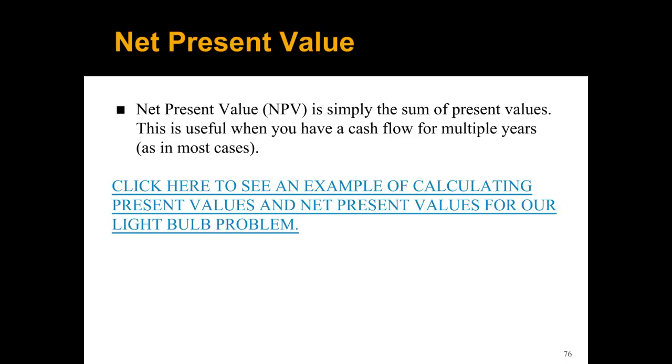So one other term for you is once you've found all these present values, if you have a bunch of different present values, which you would if you're doing a cash flow, the net present value is simply the sum of all the present values. And this is useful when you have a cash flow for multiple years, which happens a lot in the energy field. So I'm not going to go over it in depth, but you should, before you start doing these calculations in Excel, look at the light bulb cash flow diagram and how I calculate the present value and the net present value by clicking on this link.